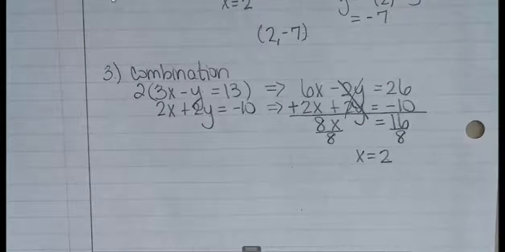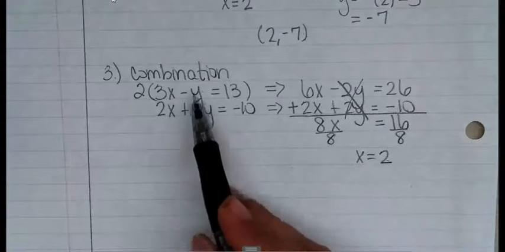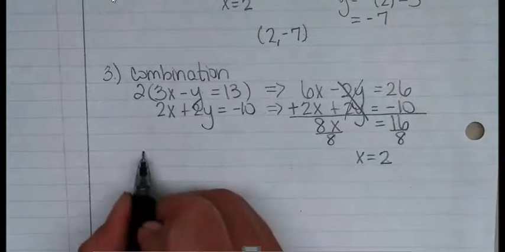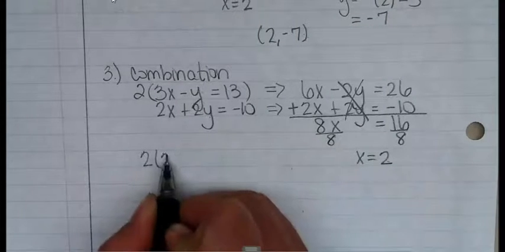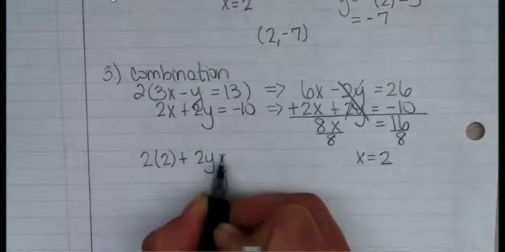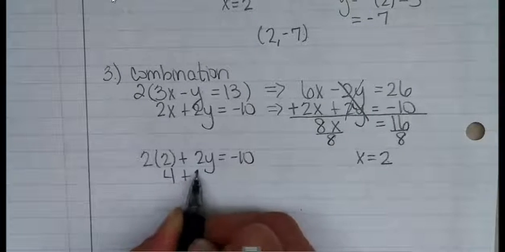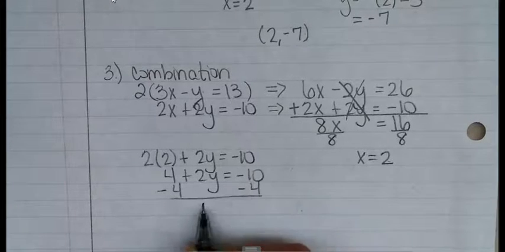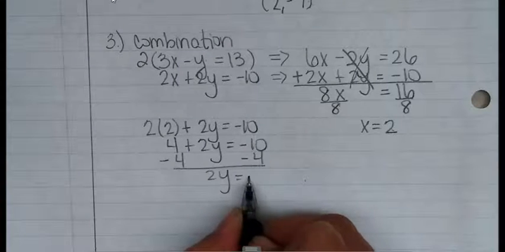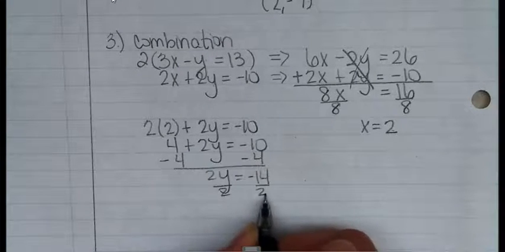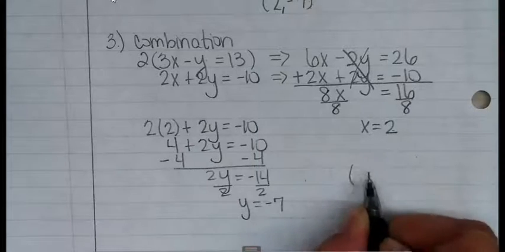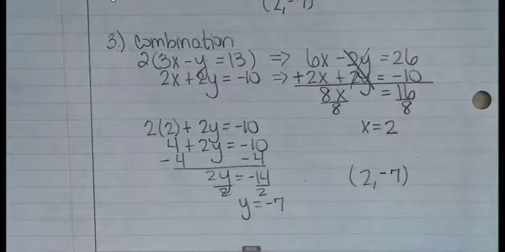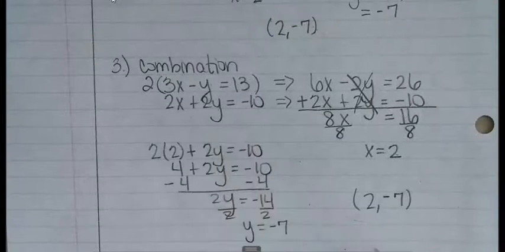How do I find y? Yes, I take this and plug it back into either equation. Okay, so I'll take 2, plug 2 in there, plus 2y equals negative 10. 4 plus 2y equals negative 10. Minus the 4 from both sides. 2y equals negative 14. Therefore, y is negative 7. And again, how would you check? You're either going to take this point and plug it back into both of the original equations, or you're going to graph it to double check. Okay? So 3 ways of solving.